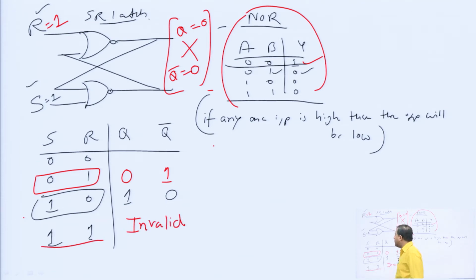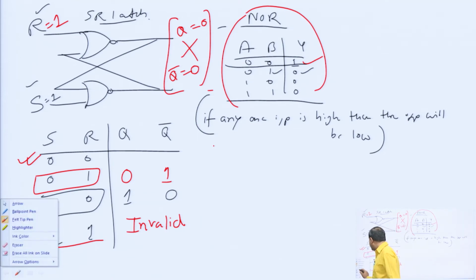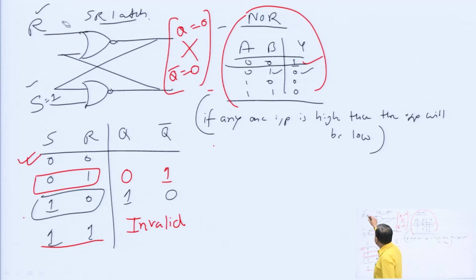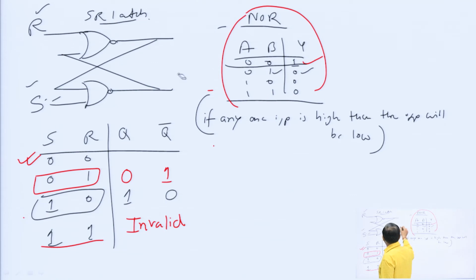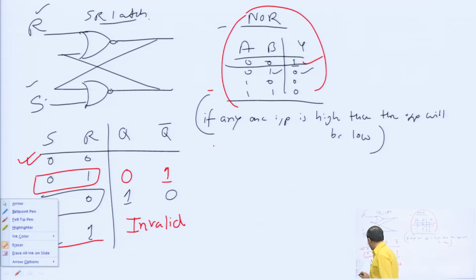When both the inputs are 1, the output is invalid, because Q and Q bar are getting the same value. This is wrong. Now we will come to the first case, 0 0. I have skipped that and said I will discuss it at the last. So now we will discuss the 0 0 condition, when both S and R are 0.